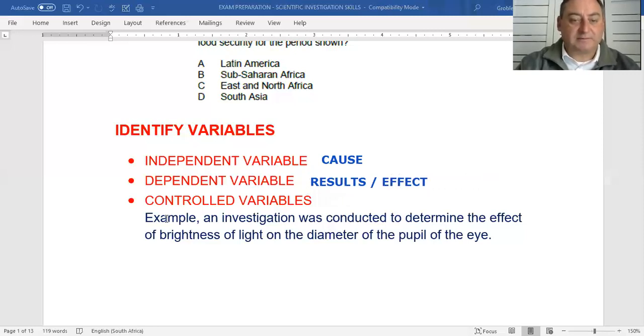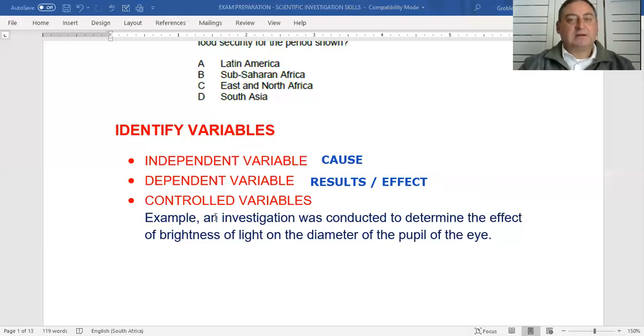Look at my example here. An investigation was conducted to determine the effect of the brightness of the light on your pupil size. So we all know what's going to happen. You can make a prediction. You go into a dark room, you have bright light, the pupil size is going to get smaller. So what is the cause in this investigation? Is the bright light causing the pupil to become smaller? Yes. Or is it the pupil getting smaller that is causing the light to shine brighter? No way. It's so easy to spot the cause and to see the results.